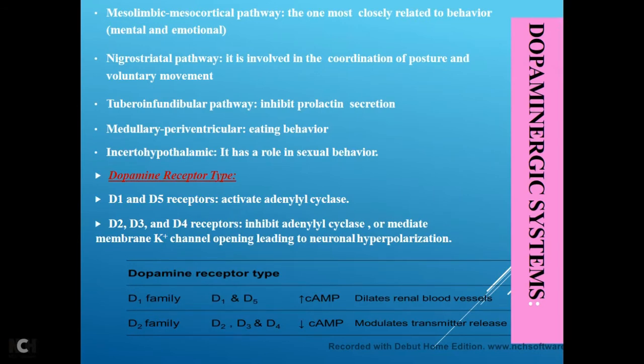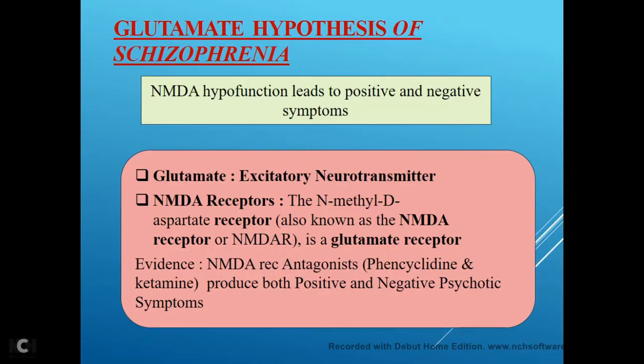This slide shows the dopaminergic system, having a dopaminergic pathway and dopamine receptors. There are 5 types of dopamine receptor: D1, D2, D3, D4, and D5 receptors. Now the next is the glutamate hypothesis of schizophrenia. NMDA hypofunction leads to positive and negative symptoms of psychosis. Glutamate is an excitatory neurotransmitter, and the NMDA receptor is a glutamate receptor. Evidence: NMDA receptor antagonists like phencyclidine and ketamine produce both positive and negative psychotic symptoms.